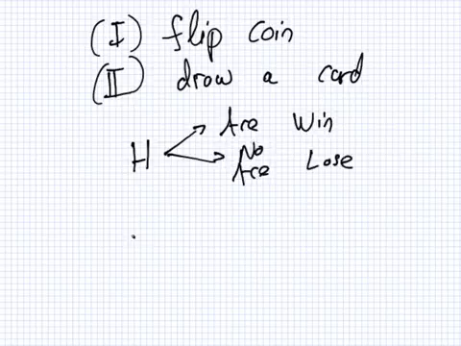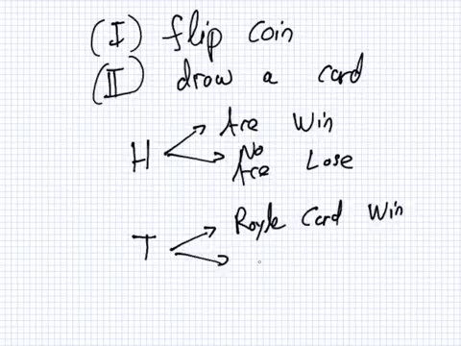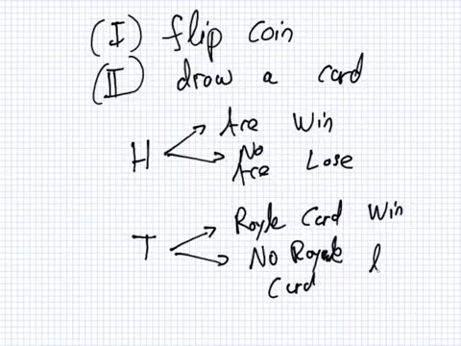But if you get a tails, then the rules are a little bit different. If you get a tails, then if you get a royal card, you win. Otherwise, no royal card means you lose.